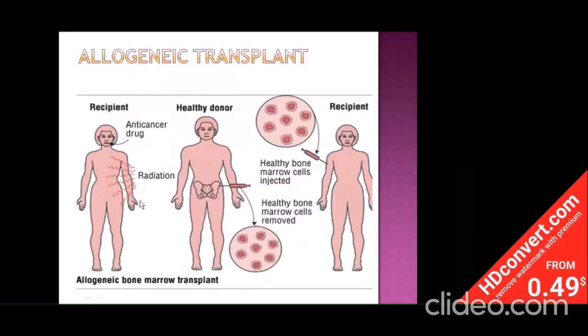In this image, the patient first receives radiation and chemotherapy, and from the healthy donor we take the bone marrow and infuse it into the patient. This is called allogeneic transplant.